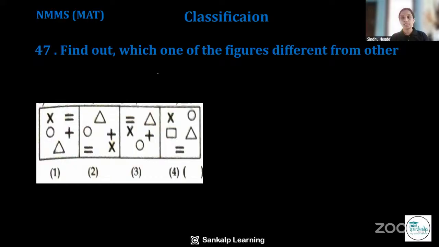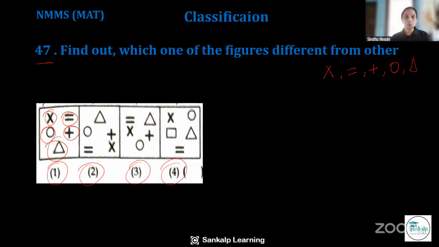Let us see question number 47 of the chapter classification non-verbal. Find out which one of the figures is different from the others. So here 4 figures are given, 1, 2, 3 and 4. All the columns are filled with different shapes, or we call them symbols. So let me start with image 1. Image 1 contains multiplication, equal sign, plus sign, circle and triangle.